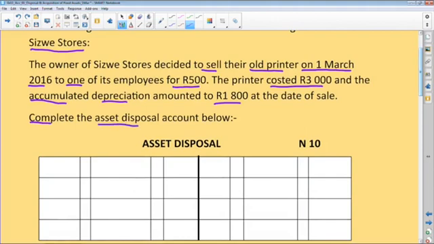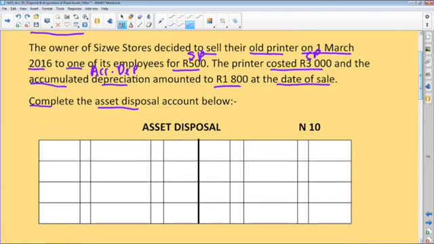Let's quickly go back to what they've given us. They've given us the cost price, they've given us the accumulated depreciation, and very important, it's at the date of sale, so there's no calculation for us. And they also gave us the selling price. So all we're doing, guys, is taking the amounts that they've given us and putting them into this ledger account. So the first step, we transfer the cost price to asset disposal. And remember, asset disposal gets debited.